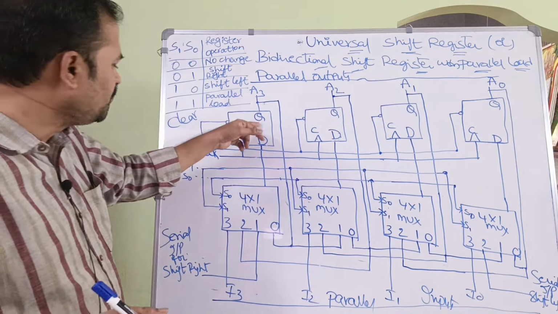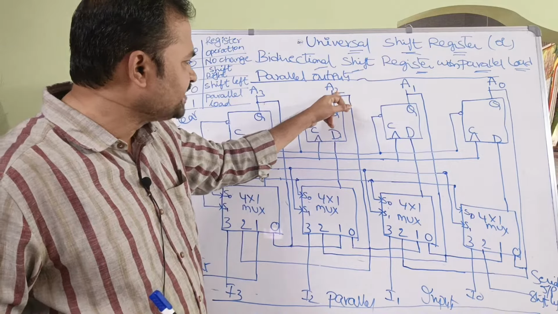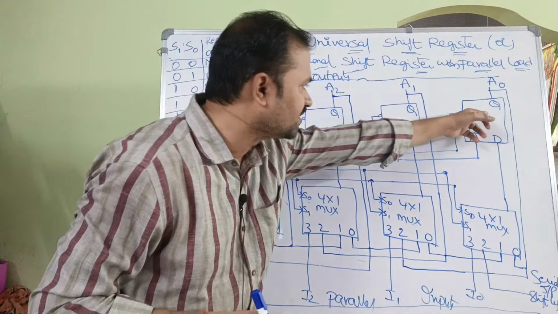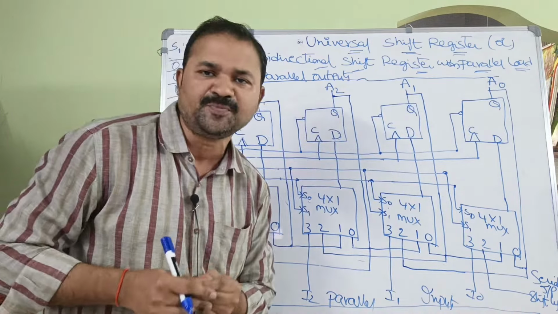So here the output of this flip-flop is A3, the output of this flip-flop is A2, assume these are some variables. So A1, A0. So A3, A2, A1, A0 are nothing but the outputs of the flip-flops.